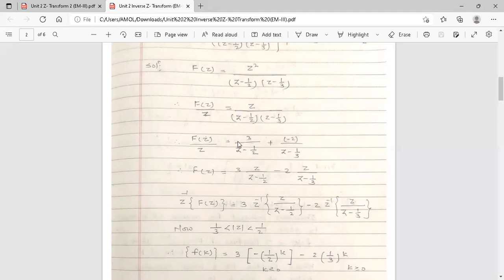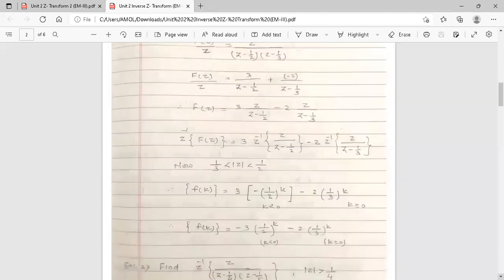F of z upon z is equal to 3 upon z minus 1/2 plus minus 2 upon z minus 1/3. Then after separating these two factors using the partial fraction method, you again shift this z, which is in the denominator of the LHS, to the RHS, so that you get the next term: f of z equals 3 into z upon z minus 1/2 minus 2 into z upon z minus 1/3. Now these are the two separate terms. Now we can find its inverse z transform.